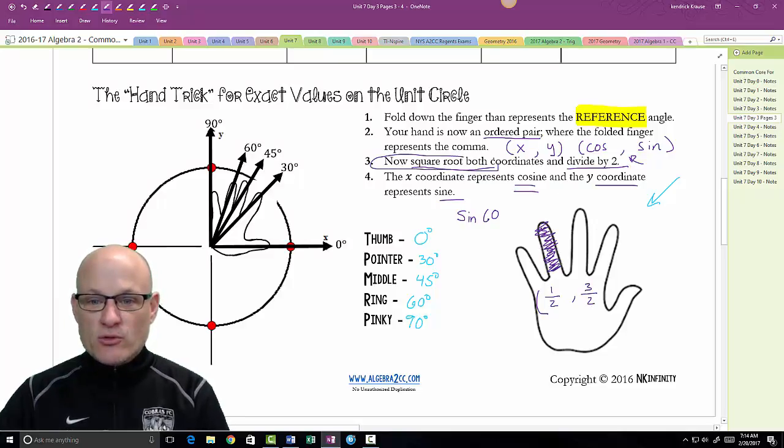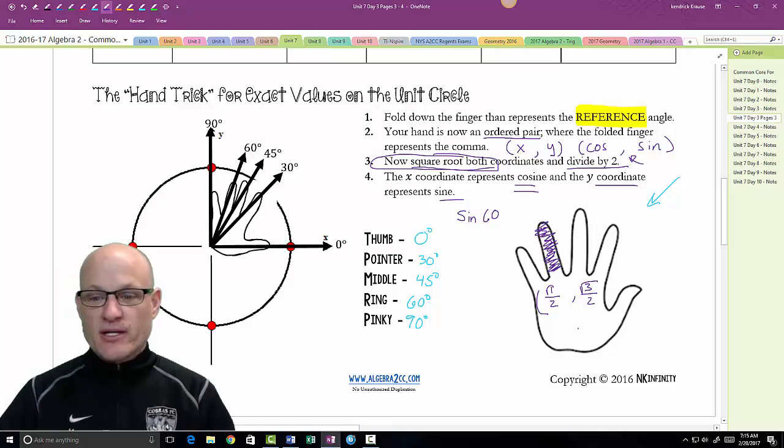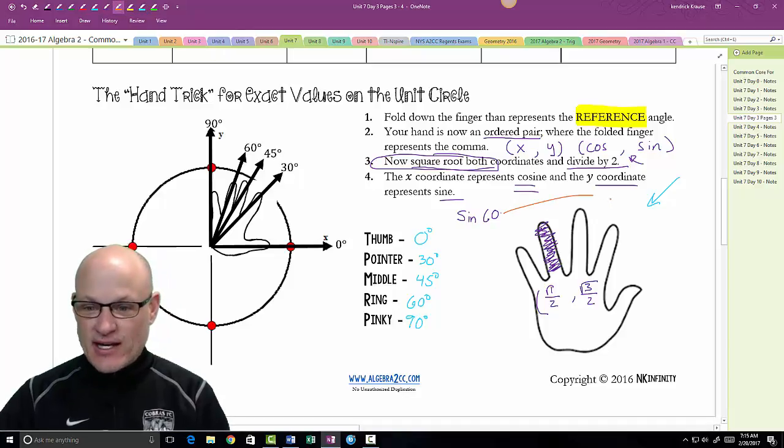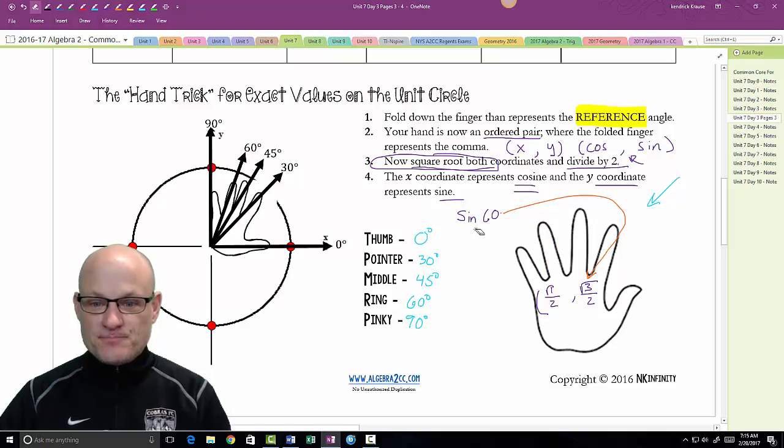Now, what did it say? Take the square root of both fingers. Well, the square root of 1 is just 1, and the square root of 3 is the square root of 3. So what is the sine of 60? Well, you do have to remember this, kids. The sine is the y value. So the sine of 60 is the square root of 3 over 2. Let's try another one. And then we're just going to get to the next page.